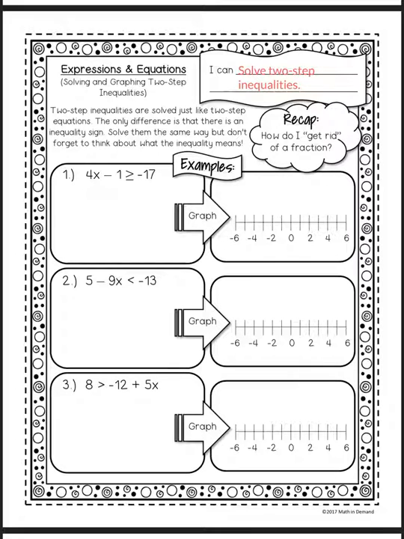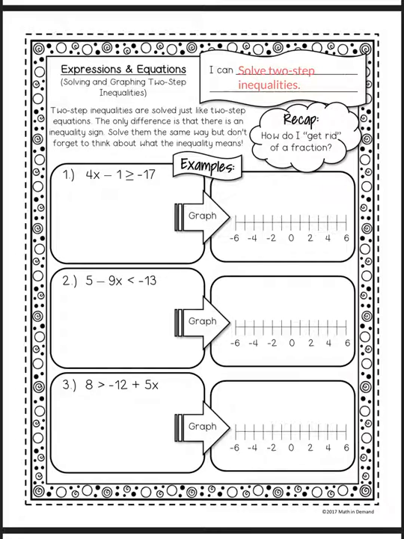Quick recap, how do I get rid of a fraction? Well, if we're adding or subtracting a fraction, we just add or subtract the opposite. That's simple. But when you're multiplying by a fraction, the way to undo multiplying by a fraction is to multiply by the reciprocal. Okay, let's look at the examples. We're going to solve and we're going to graph our solutions.